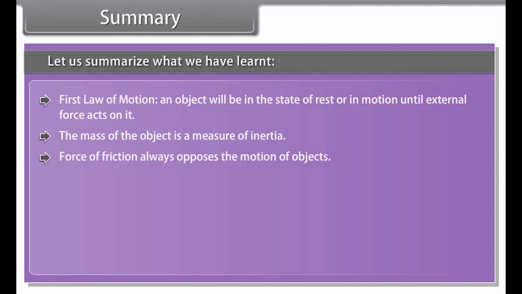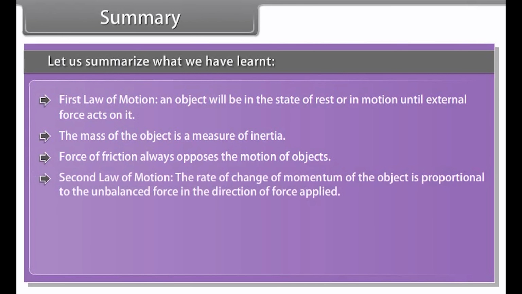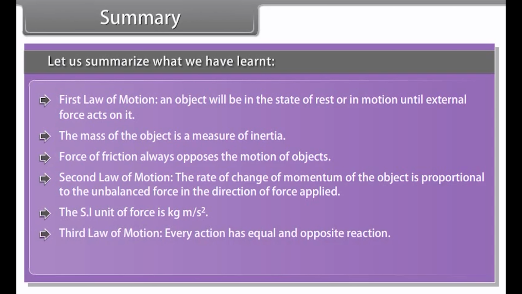Force of friction always opposes the motion of objects. Second law of motion. The rate of change of momentum of the object is proportional to the unbalanced force in the direction of the force applied. The SI unit of force is kilogram meter per second square. Third law of motion. Every action has an equal and opposite reaction. The total momentum is always conserved.